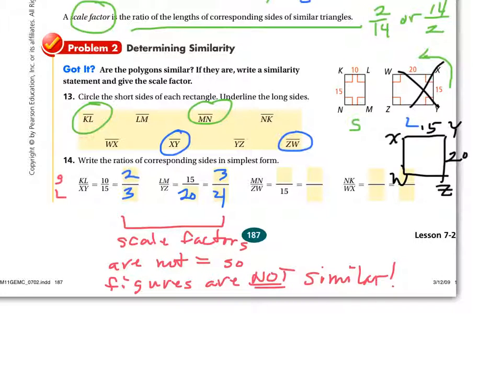Are they similar? So we have to determine, first, are all the corresponding angles congruent? Well, that was easy because it's a rectangle. So now we have to look at all the proportions of all the corresponding sides. So we are going to finish off these other two.